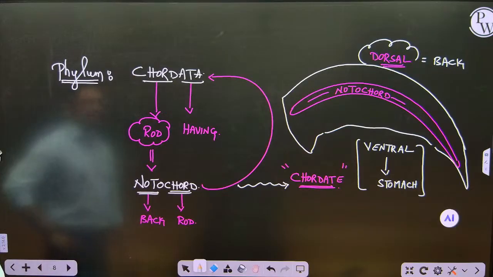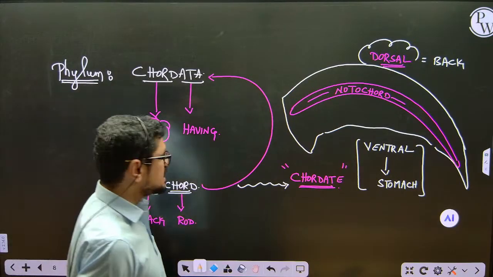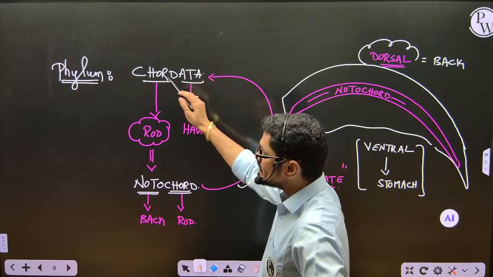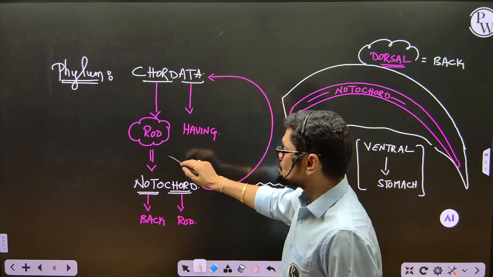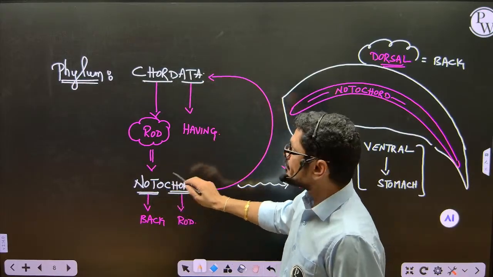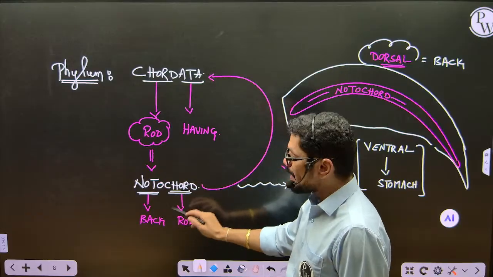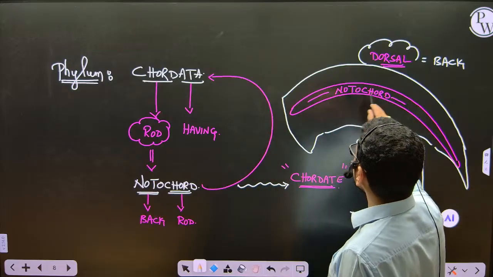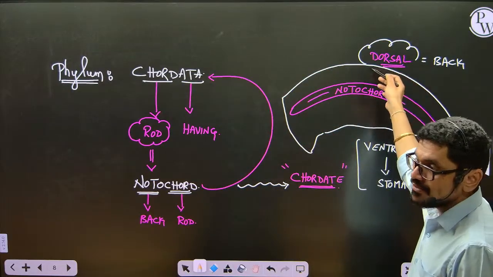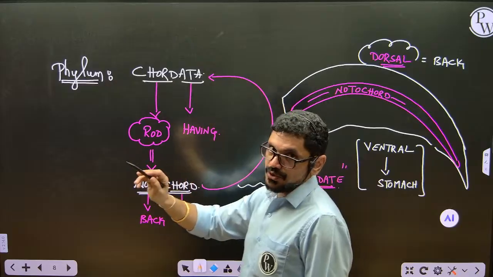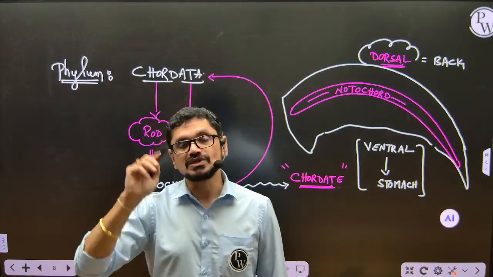Once again, please see the board, make yourself comfortable. Very simple words. Phylum Chordata means all those animals which have this notochord are kept under Chordata. What is this notochord? Notum means back, chord means rod. There is a rod-like structure present over the back of an animal. That rod-like structure is called notochord. Where is it present? On the dorsal side.